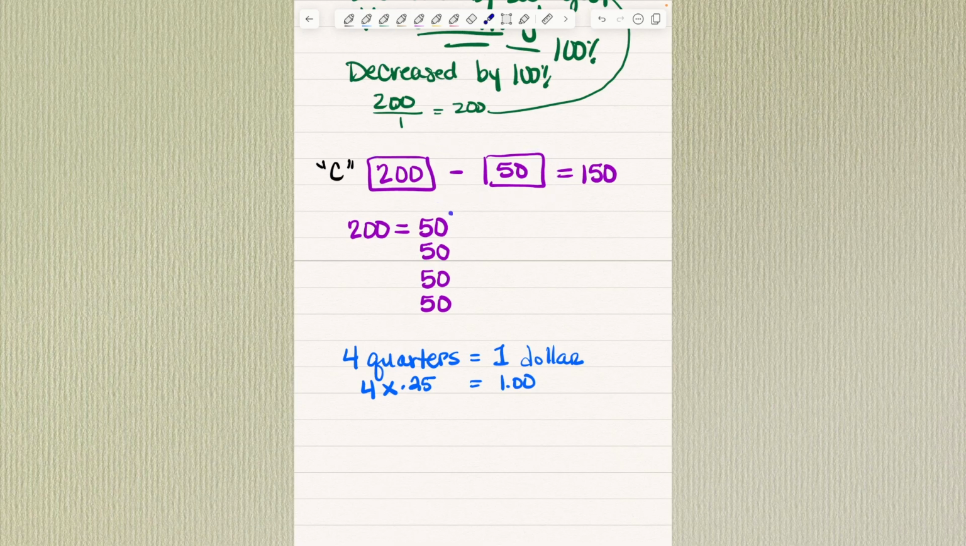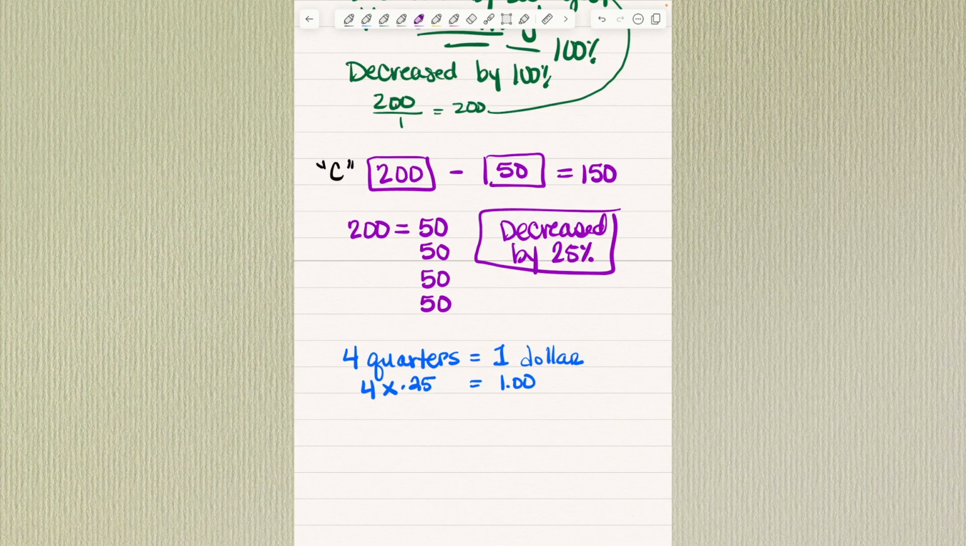Why? Because we only took one of the 50s out of it. If I took 100 out of it, 25 plus 25, that would equal 50%. If I took 3 of them, that would be 75. But if I take 4 of them, that would be your dollar. You see that? So this decreased by 25%. Okay? With me so far?